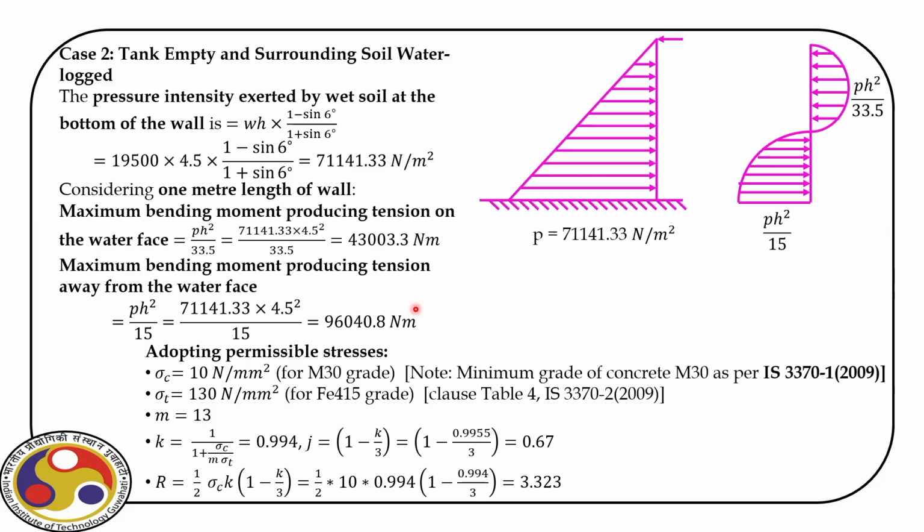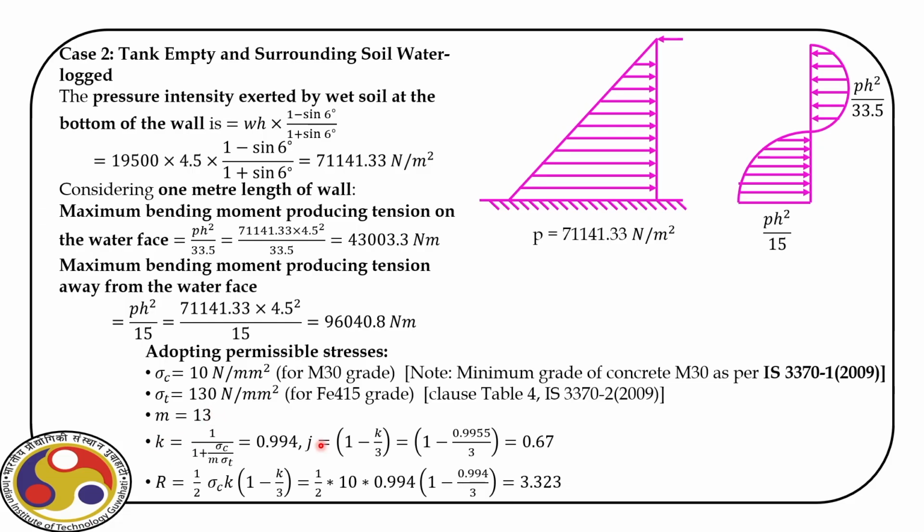Now for this problem, we are going to use M30 grade of concrete and Fe415 grade of steel. And if you recall, the code for this tank is IS 3370-1 2009. So as per this code, sigma C and sigma T for the grade of concrete and steel we use are 10 Newton per millimeter square and 130 Newton per millimeter square. And the modular ratio is 13.